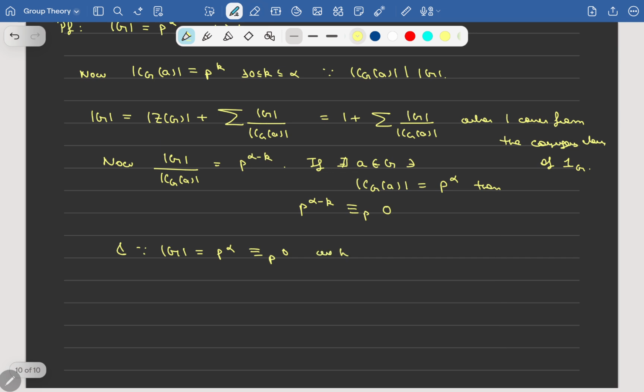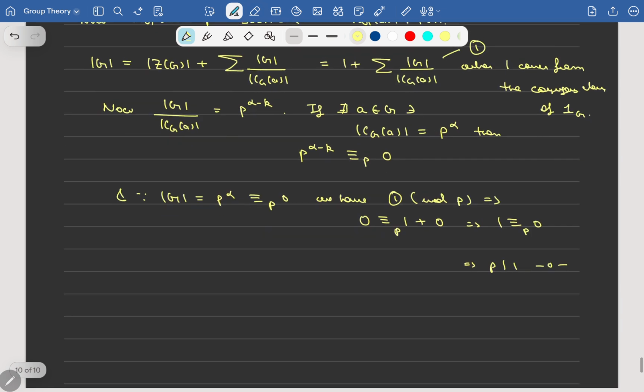And since the order of G is also p to the power alpha, which is congruent to 0 mod p, so if I take this to be 1, then we have 1 mod p, implying that 0 is congruent to 1 plus 0 mod p, which implies 1 is congruent to 0 mod p, which implies p divides 1, which is a contradiction because p was a prime.